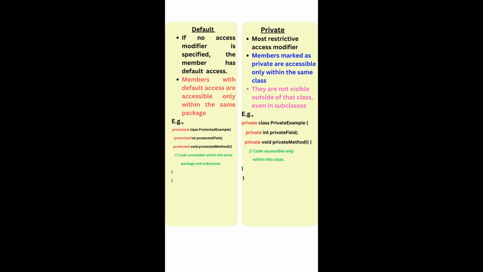Next one is the default access modifier. If no access modifier is specified, the member has default access. Members with default access are accessible only within the same package. Whereas the private access modifier is the most restrictive access modifier. Members marked as private are accessible only within the same class. They are not visible outside of that class, even in subclasses.